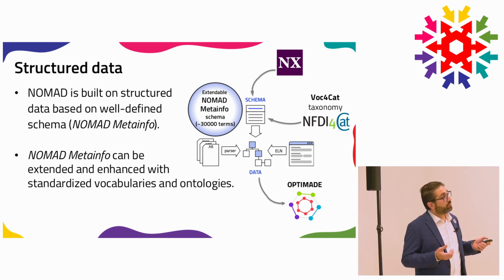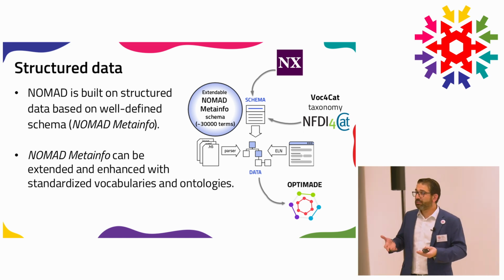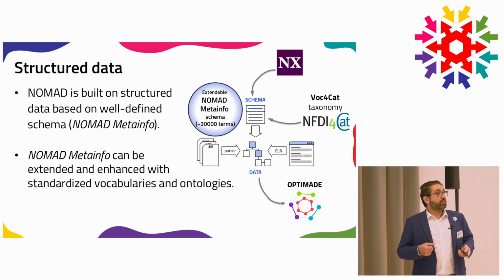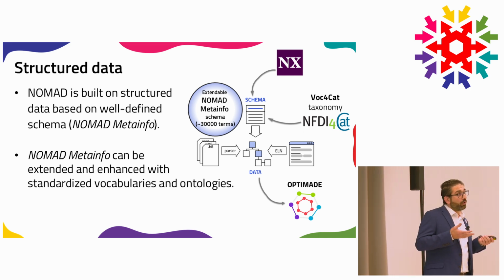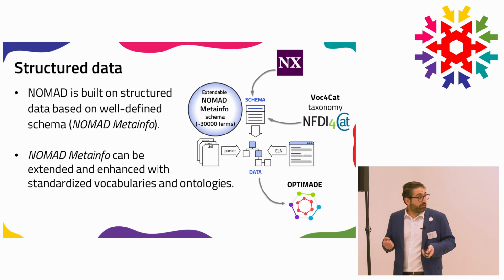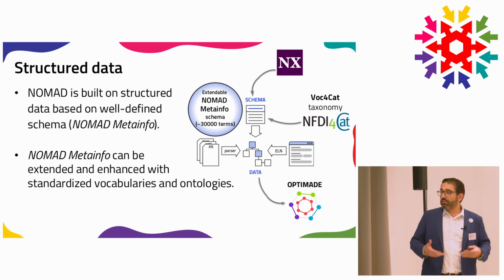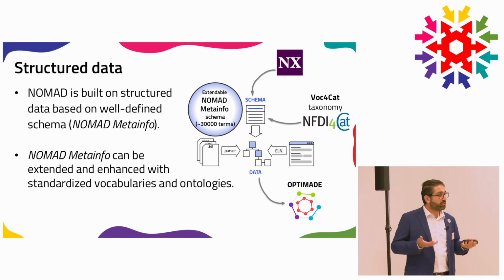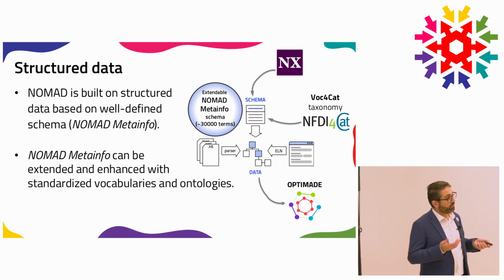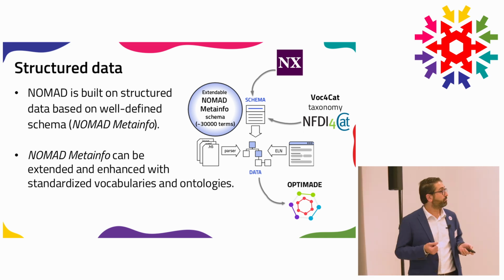So for example, the Nexus format is continuously being added to our schema to support different base classes available there, as well as collaboration with the NFDI for CAT, where the VOC for CAT taxonomy is also being added for the catalysis field. Now, once you have all your data in this structured manner, it becomes easy to extract this data by machines using APIs. For a specific example, like the Optimade, which is made specifically for material science data repositories.